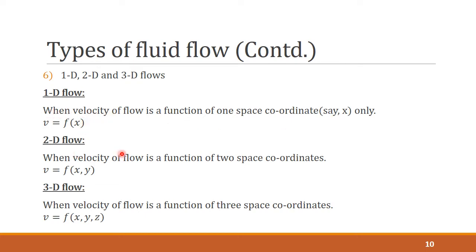When the velocity of flow is a function of two space coordinates, say x and y, then it is known as a two-dimensional flow. And when the velocity of flow is a function of three space coordinates x, y, and z, then it is a three-dimensional flow. So there are three types of flows: one-dimensional, two-dimensional, and three-dimensional. Actually, there are an infinite number of dimensions in space. At our level, we are only going to consider up to three-dimensional flow.